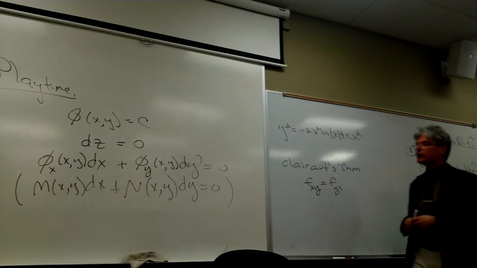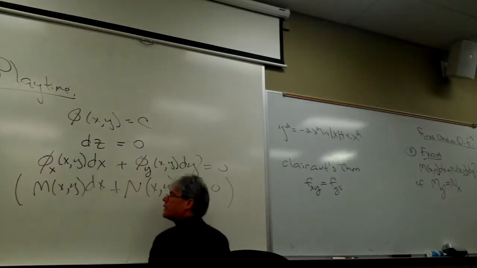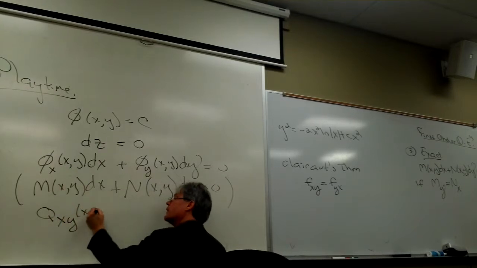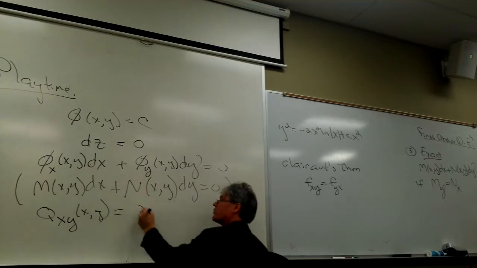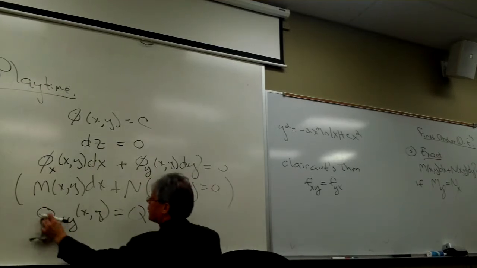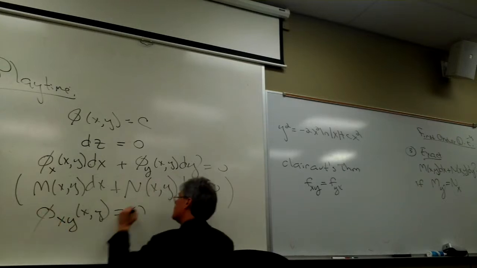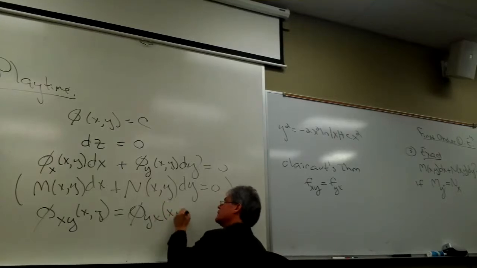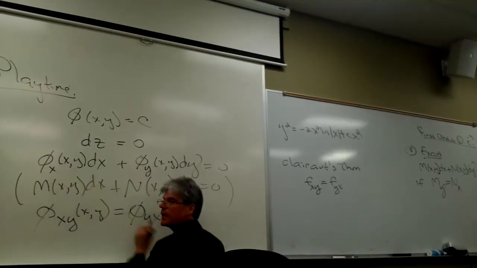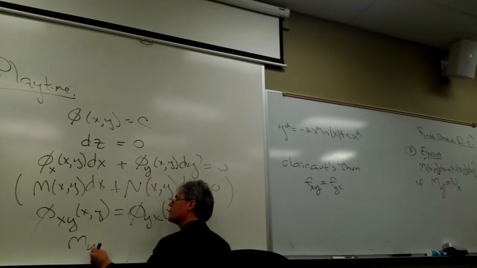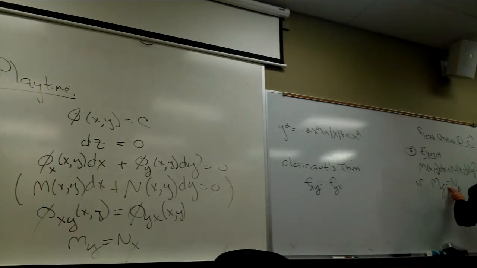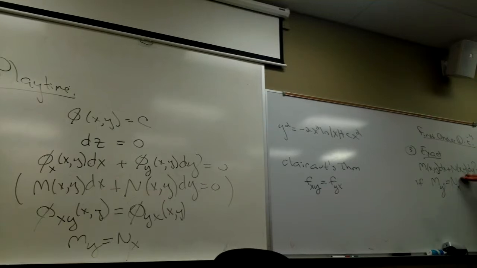So if I have continuity all over the place, then this partial with respect to x, when I partially differentiate with respect to y, is going to give me the same thing as this partial with respect to y, then partially differentiated with respect to x. Or, if I think of M as phi sub x, doesn't that just mean M sub y is equal to N sub x? So to check exactness, I am going to check this condition, and then I'm going to try to find that function phi that solves this equation.